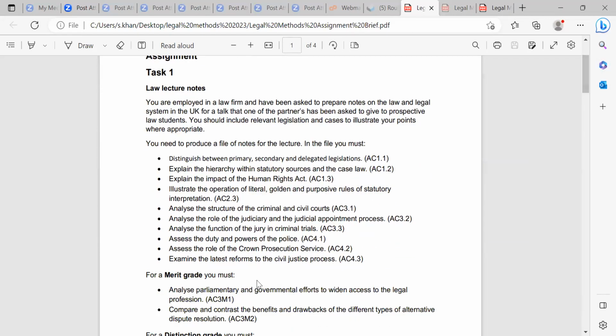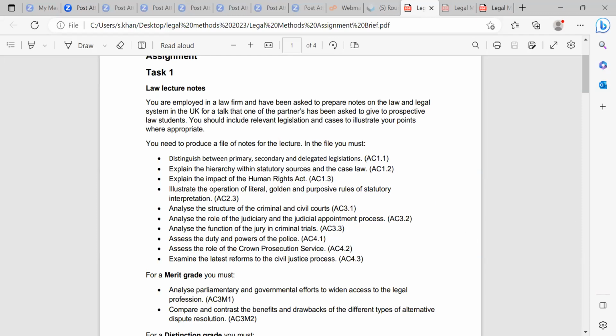Can you see them in your file notes? So distinguish between primary and secondary legislation. Explain the hierarchy. I've already looked at this before on the Moodle site. Okay. So it's quite clear, isn't it, that under each heading, when you're doing the work, put it under each heading. Okay, so you know what you're doing.